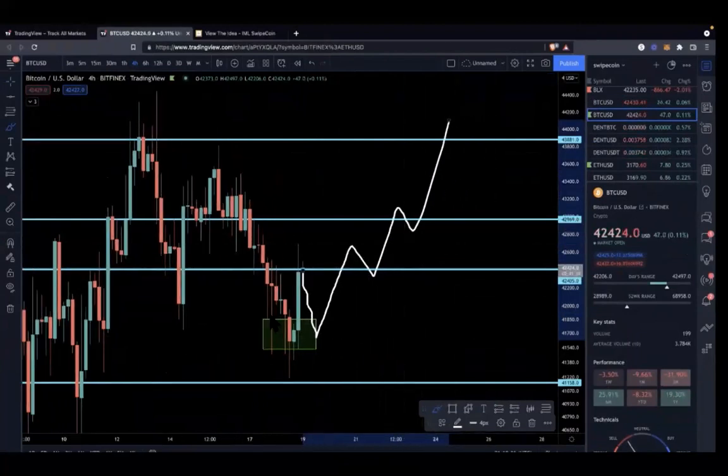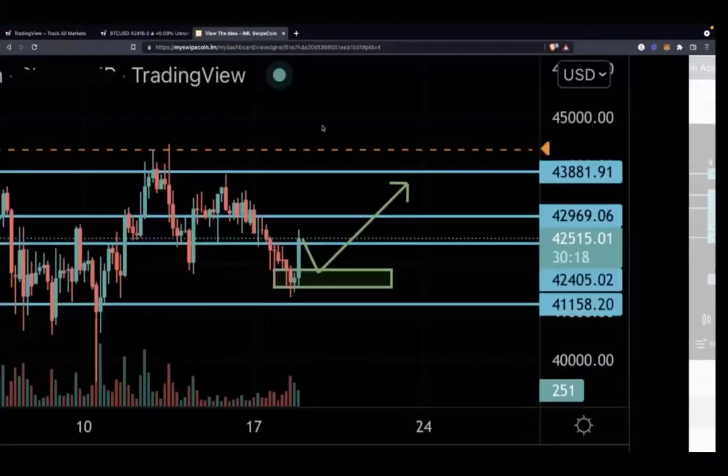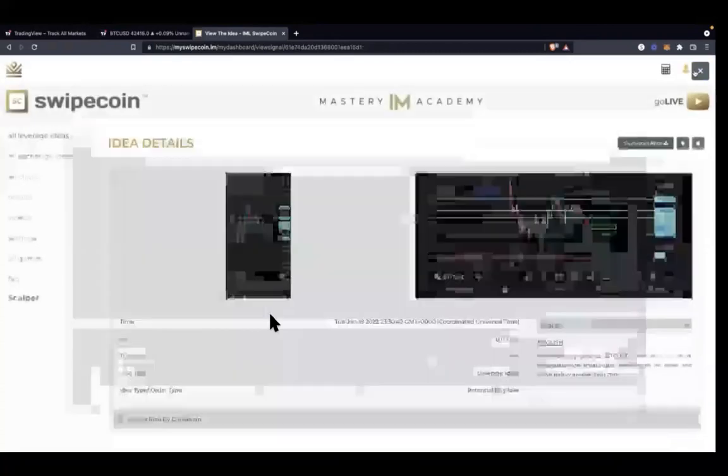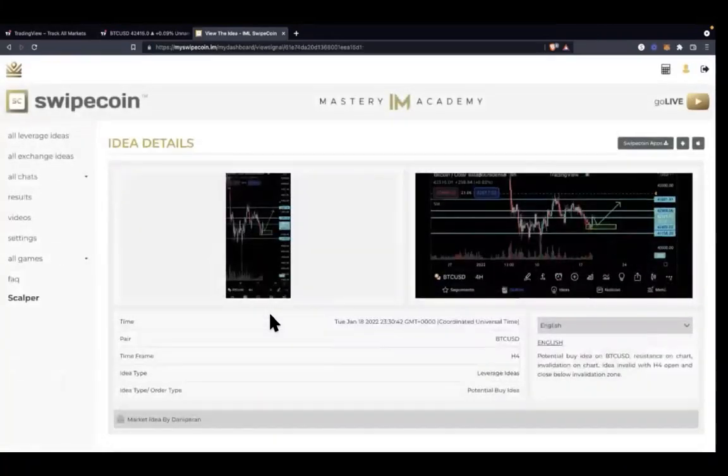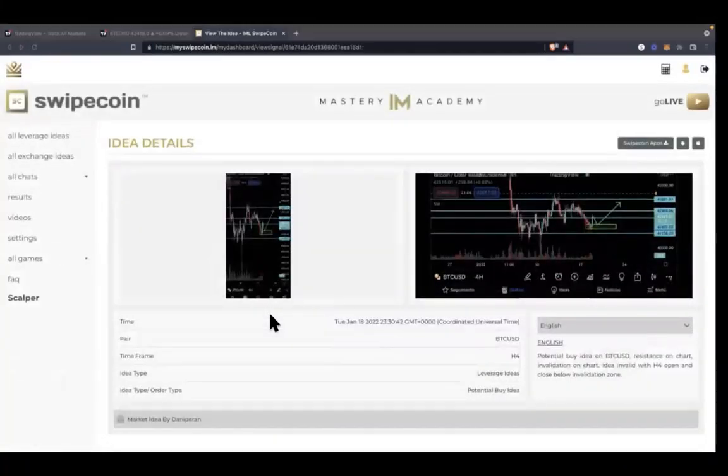But does everybody now understand the language, the message, how to now utilize an idea with Swipecoin? Feel free to let me know, yes or no. If you have any questions, do me a favor, ask in the chat box. This is exactly why we're here. Let me see over here.